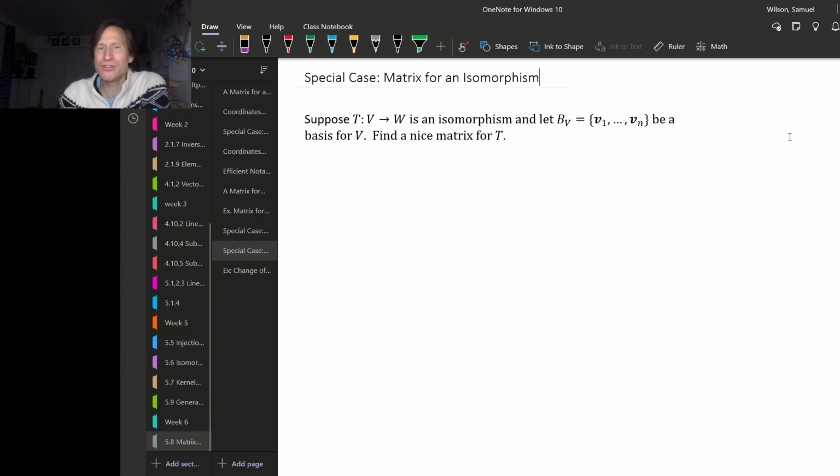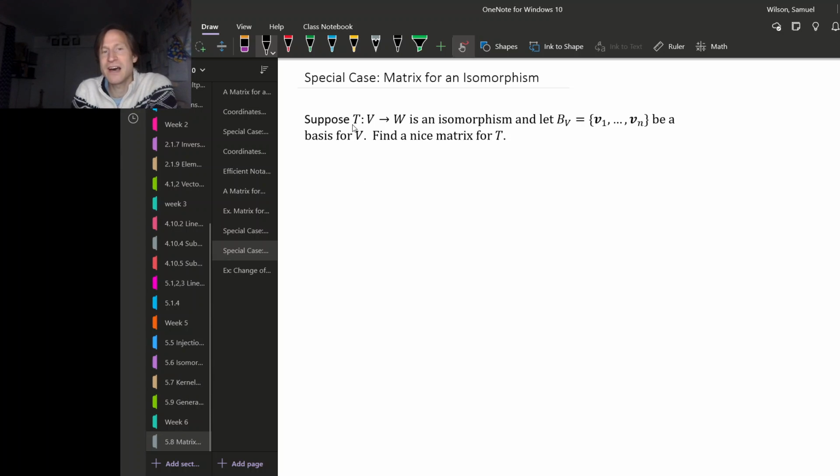We've seen that the full general case of finding a matrix for a linear transformation relative to some given bases can actually be kind of tricky, depending on exactly what the domain and the range space are. But there are a couple nice special cases. So one nice special case is when you have an isomorphism.